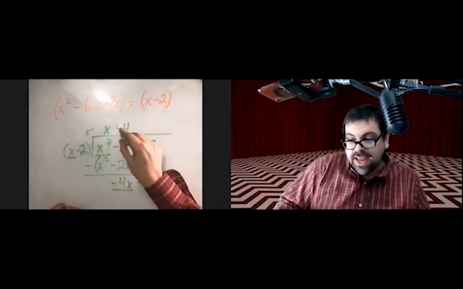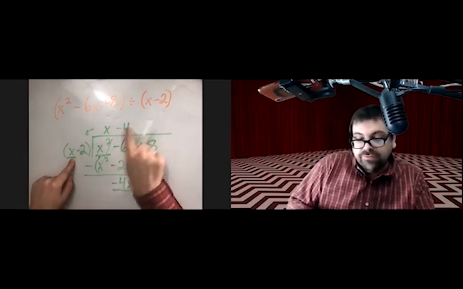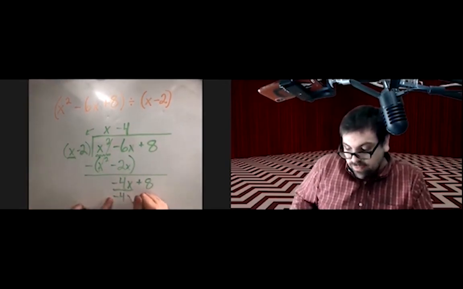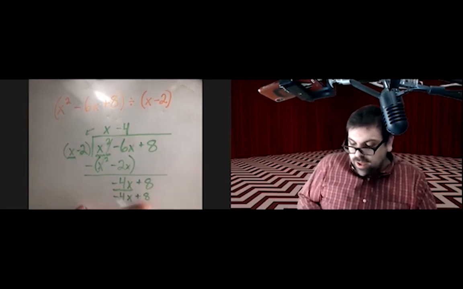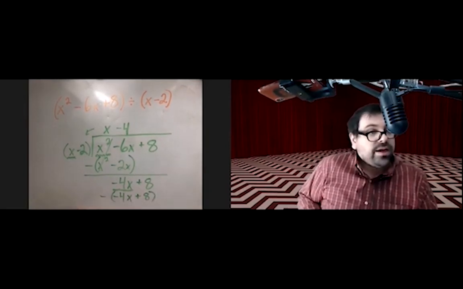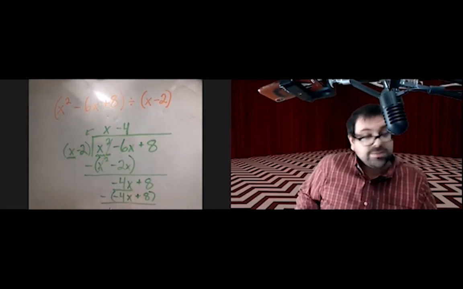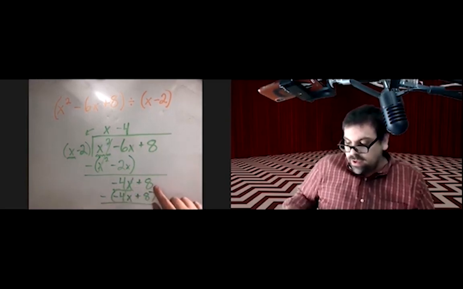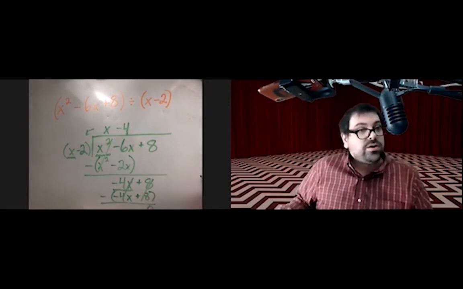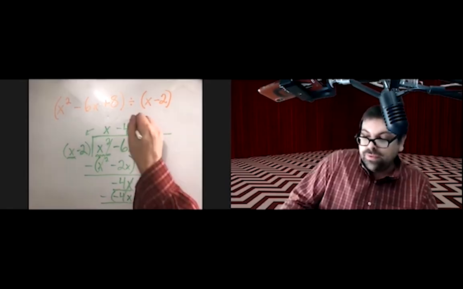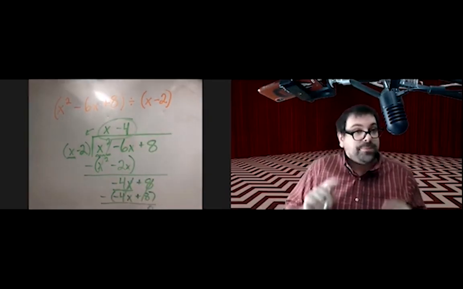Go around the corner. This negative 4 that we just found times the entire x minus 2. Negative 4 times the x minus 2 would be negative 4x. Negative 4 times negative 2 would be positive 8. We are subtracting the entire thing. Negative 4x minus negative 4x, negative 4x plus 4x, that cancels away. 8 minus positive 8, 8 minus 8, that cancels away. No remainder. Our answer, just like we predicted, x minus 4.